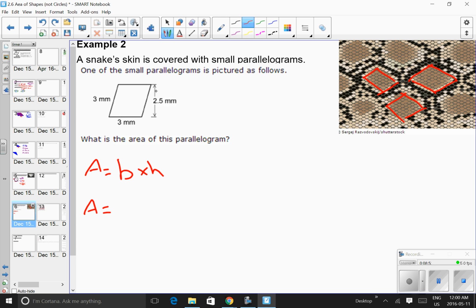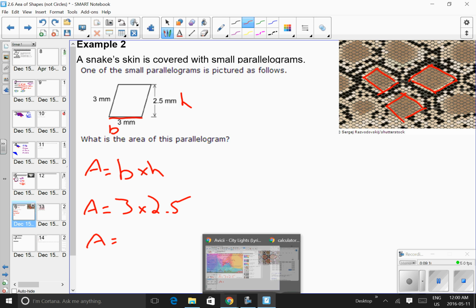The only thing to do in this question is figure out what means what. So the base is the bottom here, and the height is how tall it is. Not how long the side is, but how tall. So that's my height. This number here I actually don't even care about. So my base is 3, times my height is 2.5.